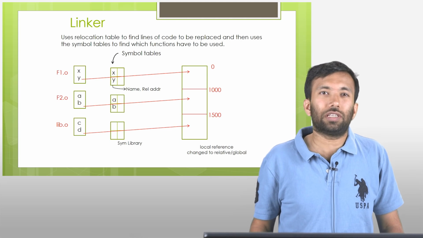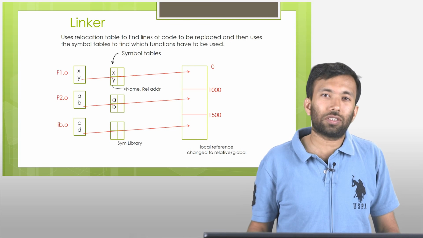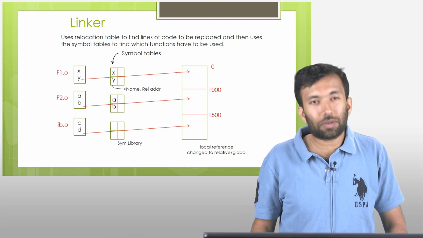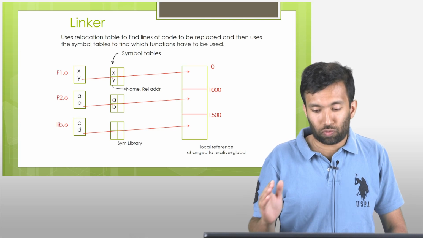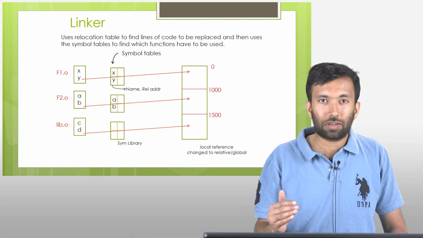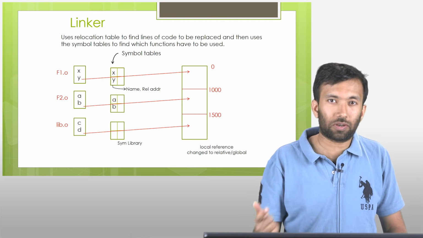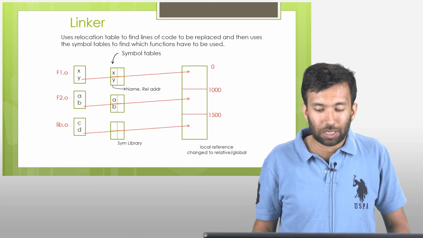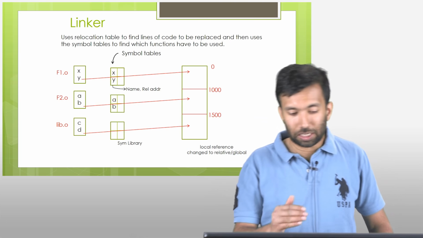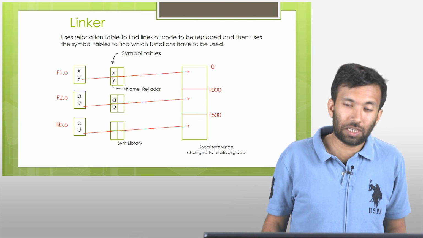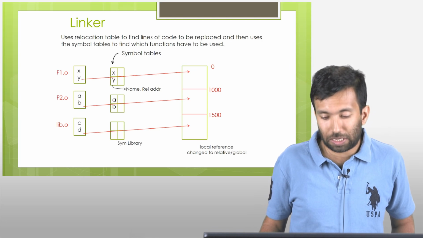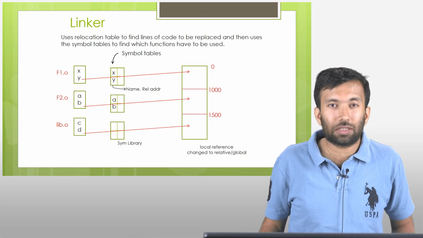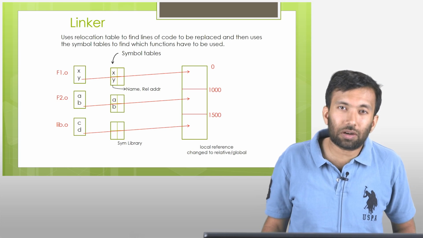In addition, the linker also creates something called a symbol table. Now what is a symbol table? A symbol table will tell which lines of code need further modification. Now what further modification will be needed? In order to understand that, if you look at the output of the linker, it is giving relative addresses. Now at this point, the question is, can you run the output of the linker? Can you execute the output of the linker?